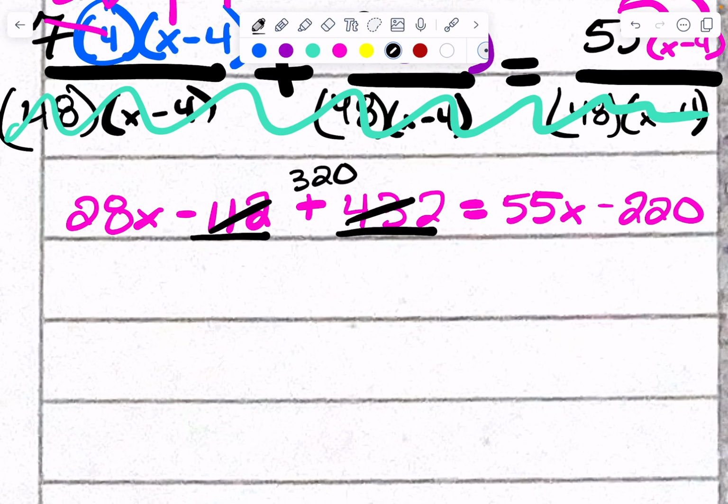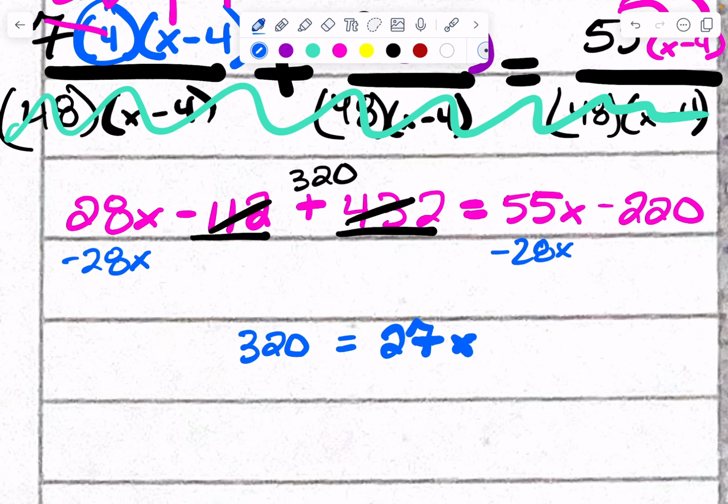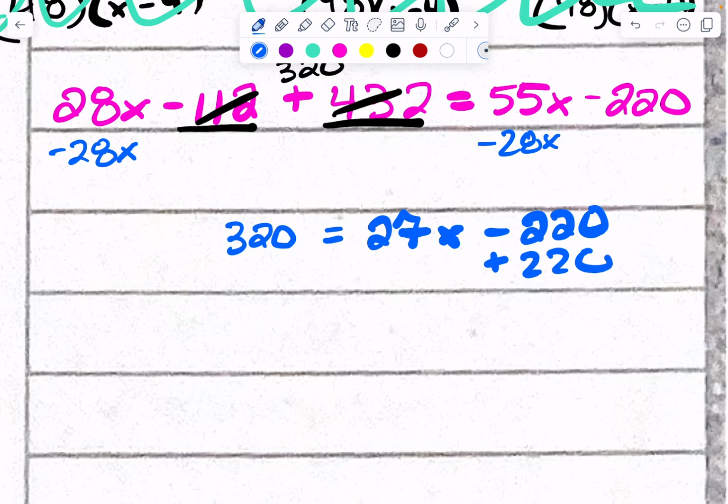Okay, now I'm going to do some things. I'm going to subtract this 28x to the other side, 28x minus 28x. So I've got 320 is equal to 55 minus 28, and that is 27x minus 220, okay? I'm going to add the 220 over, and that ends up being 27x equals 540.